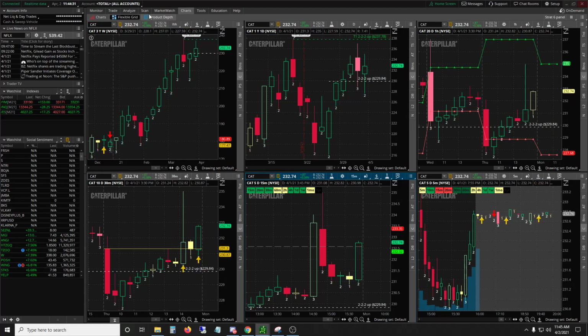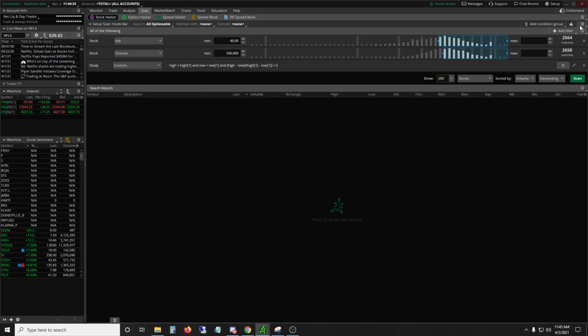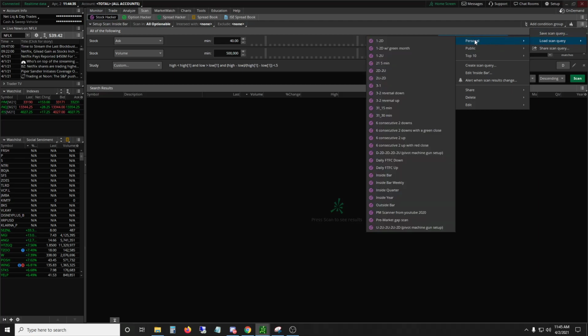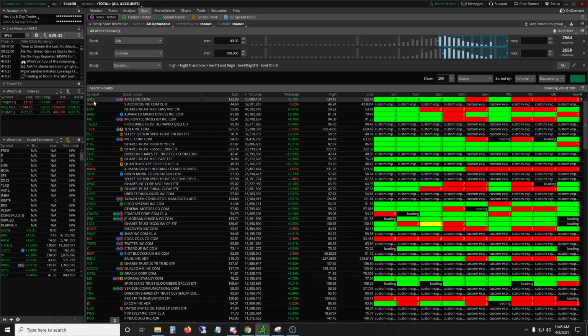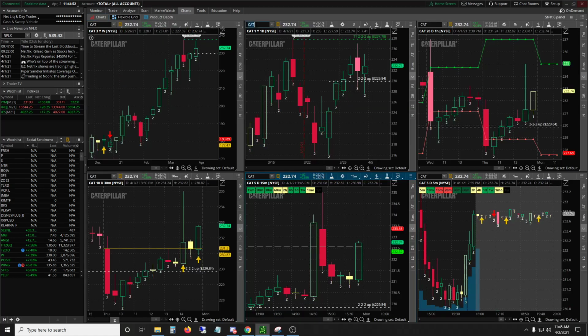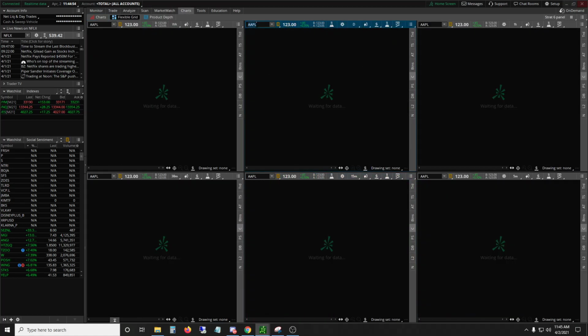I run a scan. Here's my scanner. I have several scans set up in here. Here's one that I run every week, every month, and sometimes every day, depending on what's going on. You can choose your selection here. This will be a monthly scan for inside bars on the month. Apple looks like it was an inside month, so let's take a look at that.